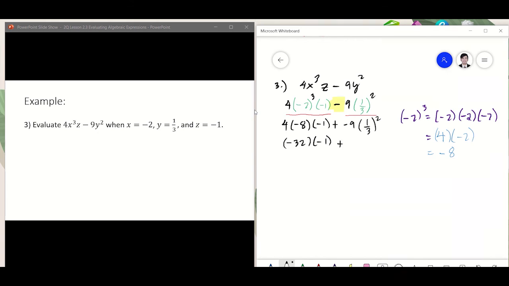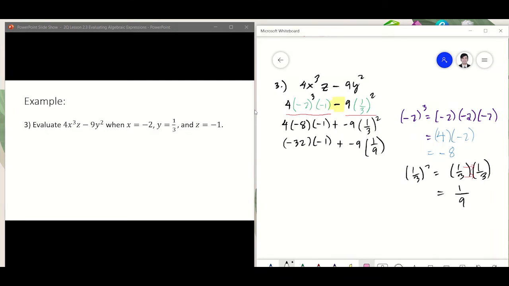Okay, now in our second term, we still have to get the square of 1/3. The square of 1/3 means multiplying 1/3 by itself twice. So the rule in multiplying fractions, numerator times numerator, denominator times denominator. So 1 times 1 is a 1. 3 times 3 is a 9. So this is a 1/9.